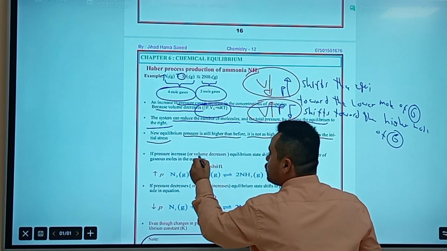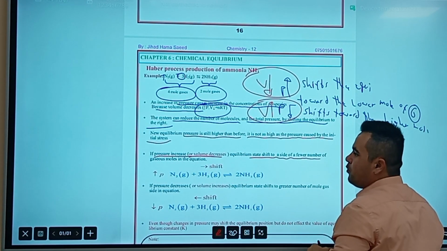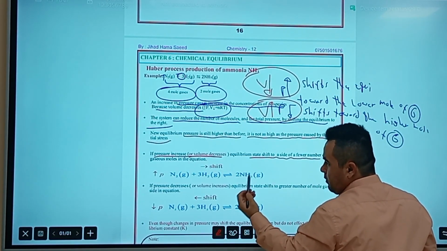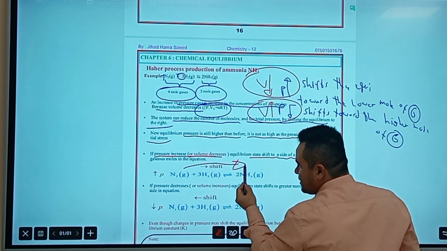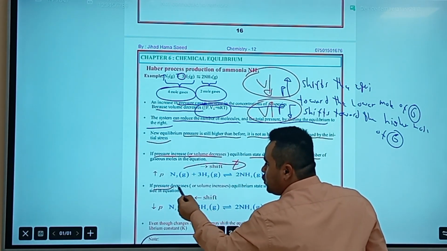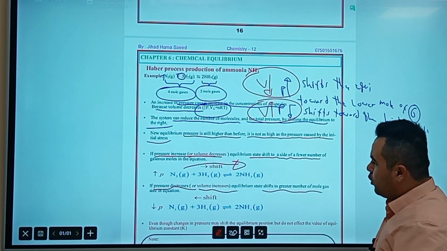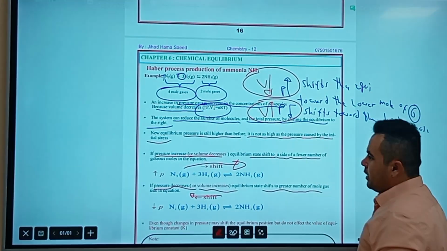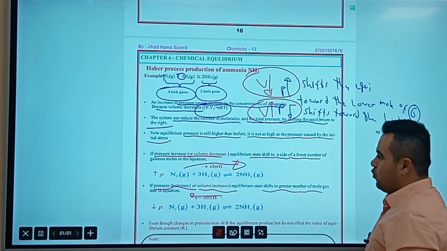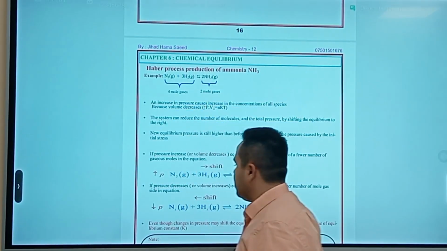If pressure increases or volume decreases, guys, the shift is toward the fewer number of moles. So increasing pressure shifts toward the product side. If pressure decreases or volume increases, the shift is toward the greater number of moles. So in this case, when pressure reduces or volume increases, the shift is toward the reactant side.